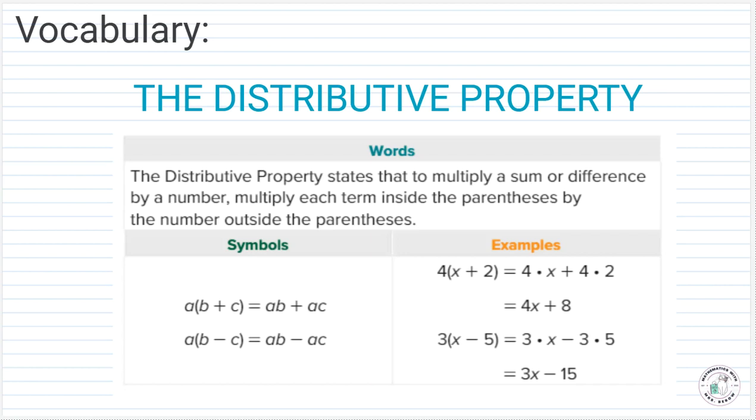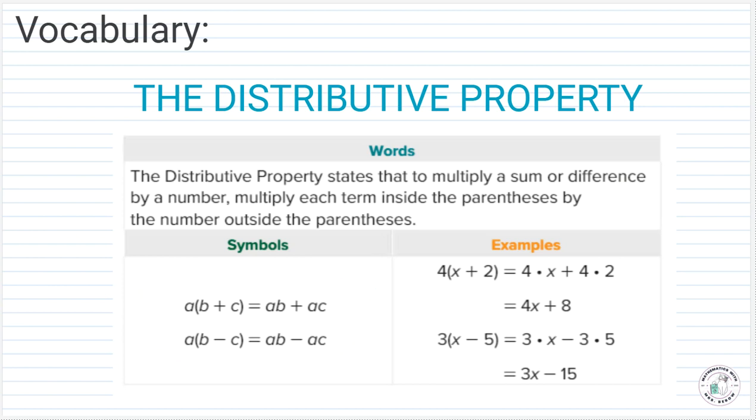In this video, we're going to take a look at using the distributive property to simplify algebraic expressions. The distributive property states that to multiply a sum or difference by a number, we're going to multiply each term inside the parentheses by the number that's on the outside of those parentheses. You can see that we have it written out in symbols here on the left-hand side of this table.